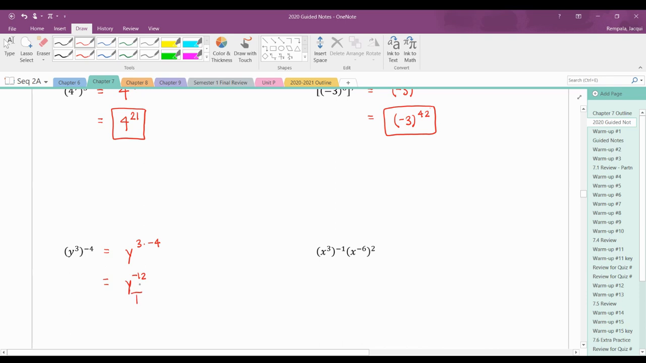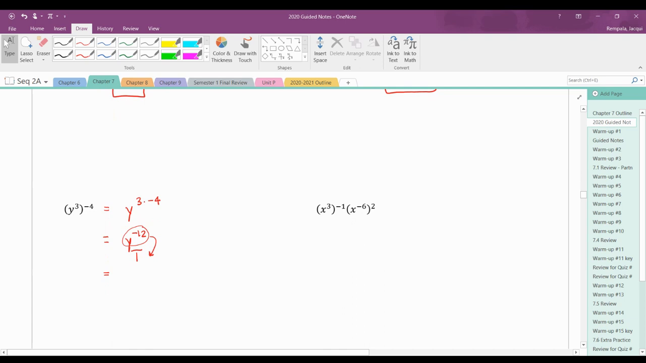Put it over 1 because I don't see a fraction. Because it's the term in the numerator that has the negative exponent that has to get moved down to the bottom to change its exponent positive. Because nothing else will be in the numerator, we will then put a 1 there. The base stays the same, but now the exponent changes to a positive. So 1 over y to the 12th power would be our answer.